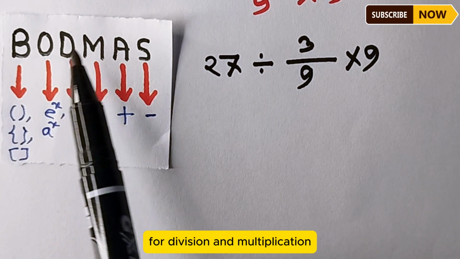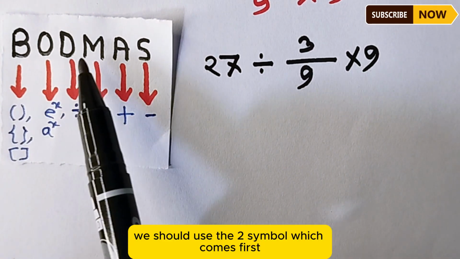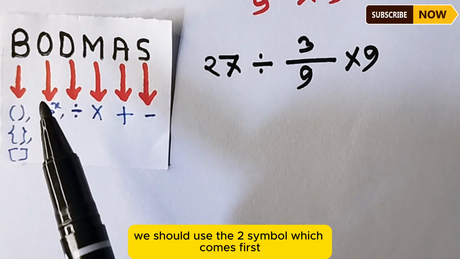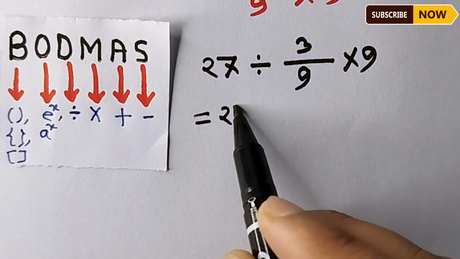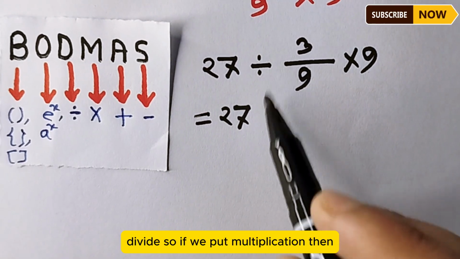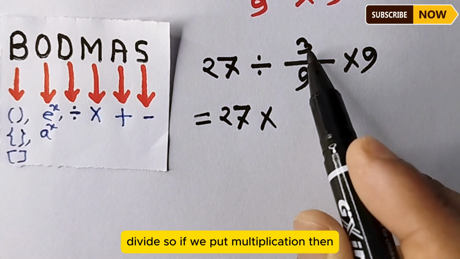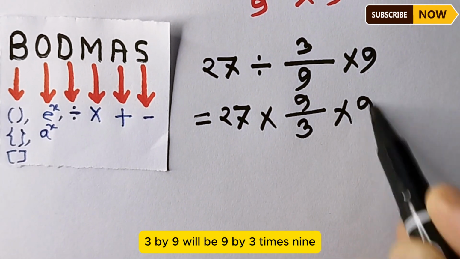For division and multiplication, we should use whichever symbol comes first. Therefore, 27 divided by 3 over 9. So if we put multiplication, then 3 by 9 will be 9 by 3 times 9.